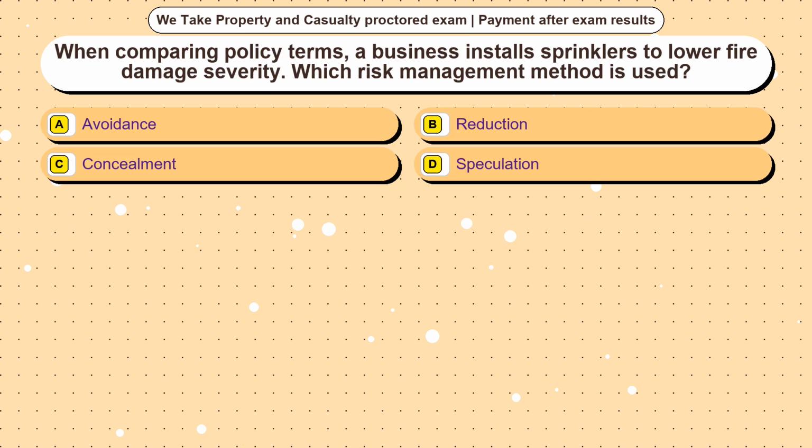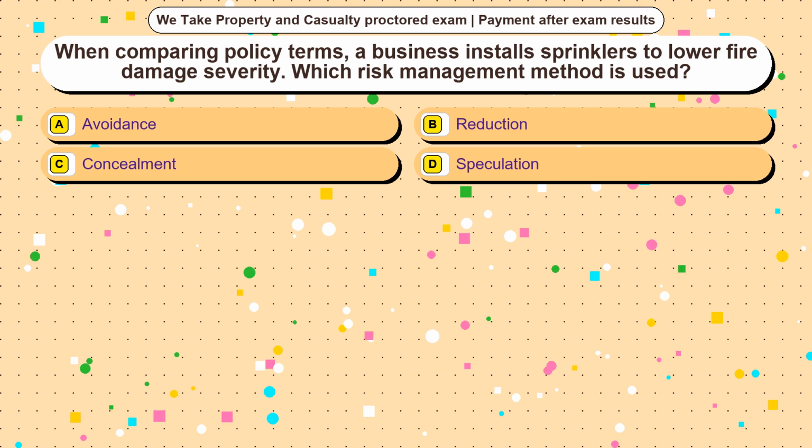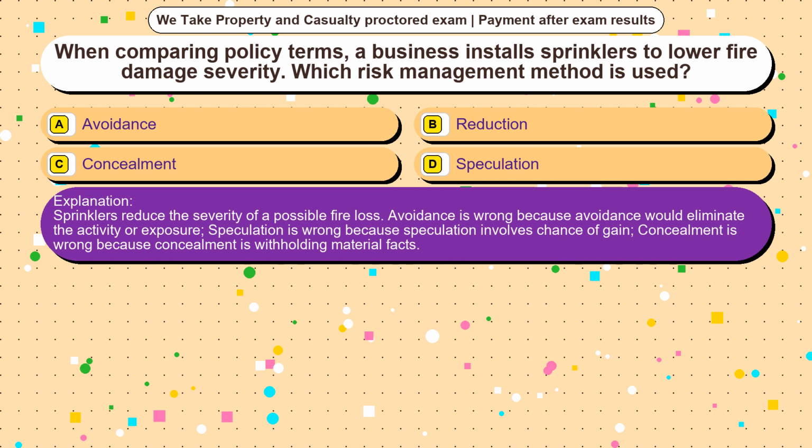Question 24. When comparing policy terms, a business installs sprinklers to lower fire damage severity. Which risk management method is used? Option A, avoidance. Option B, reduction. Option C, concealment. Option D, speculation. The correct answer is option B. Sprinklers reduce the severity of a possible fire loss. Avoidance is wrong because avoidance would eliminate the activity or exposure. Speculation is wrong because speculation involves chance of gain. Concealment is wrong because concealment is withholding material facts.